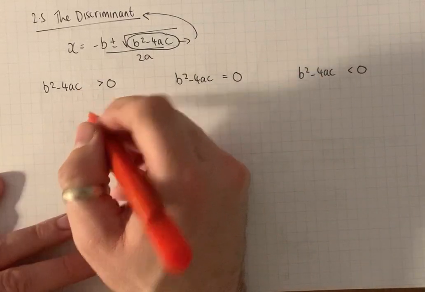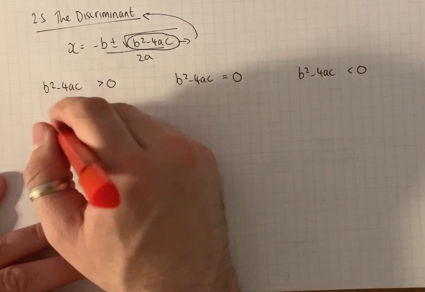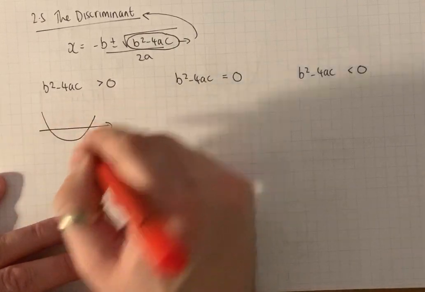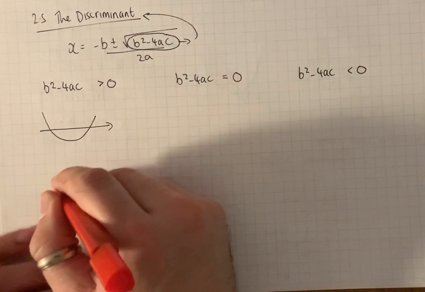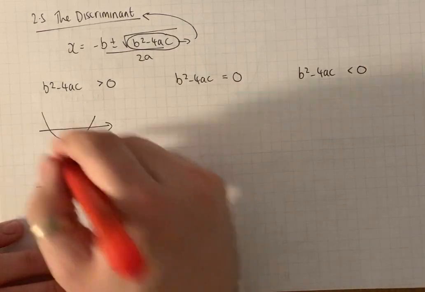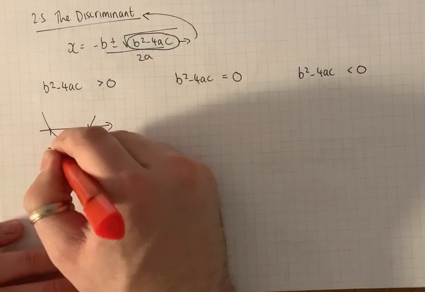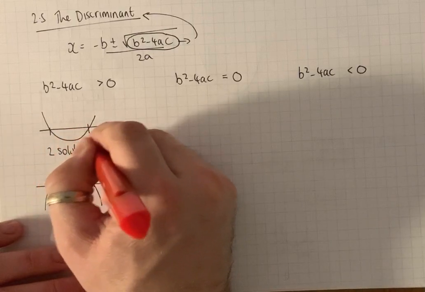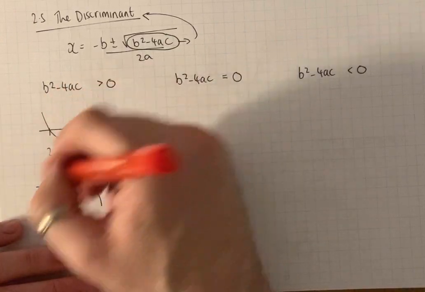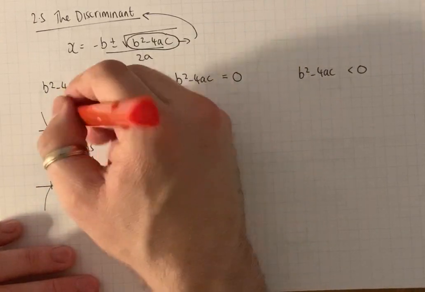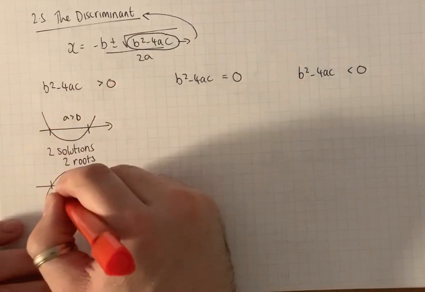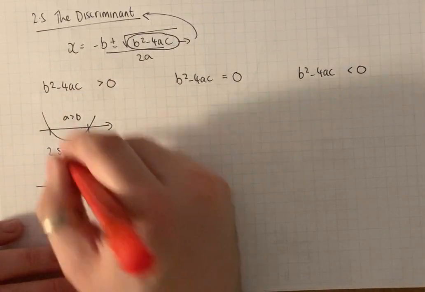If it's bigger than 0, then the graph will look like either one of these two things, or it will cross twice. You'll have two solutions, two roots, where it crosses the x-axis. This is obviously where a would be bigger than 0. This will be where a is negative: happy, sad.